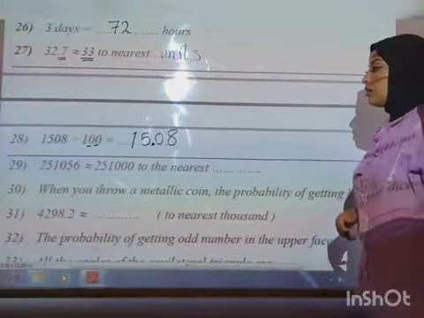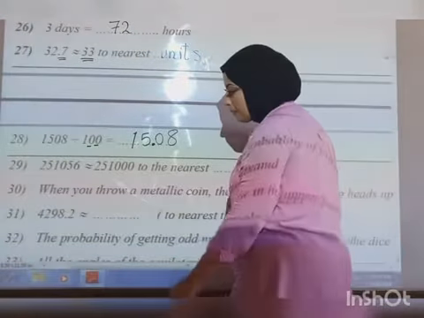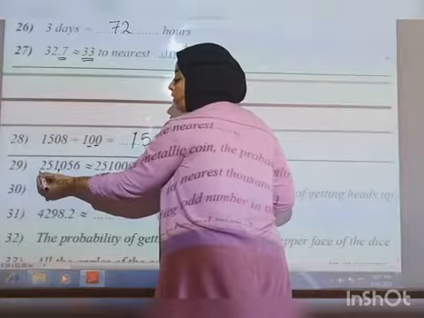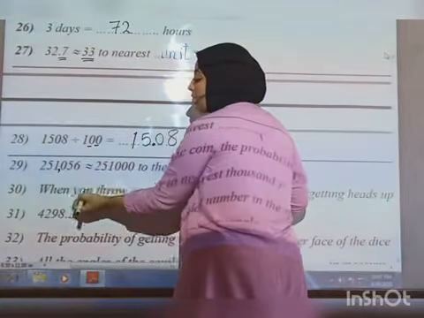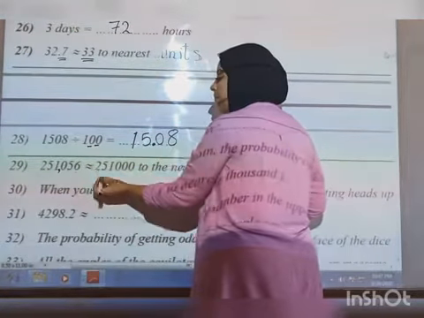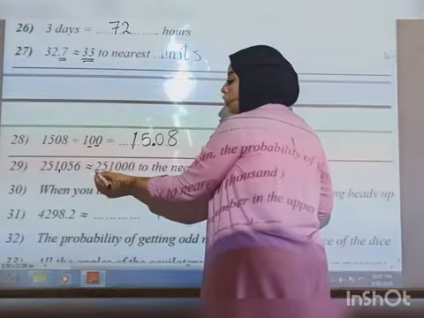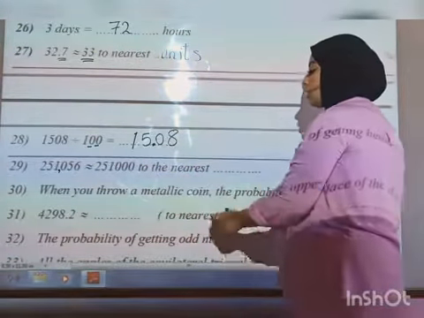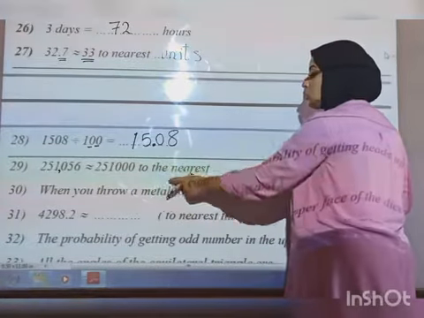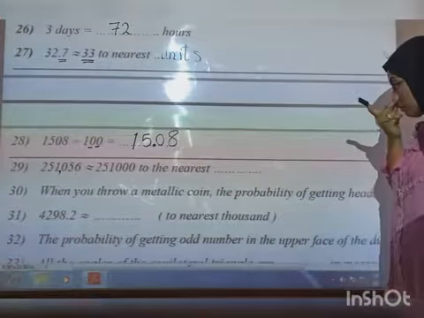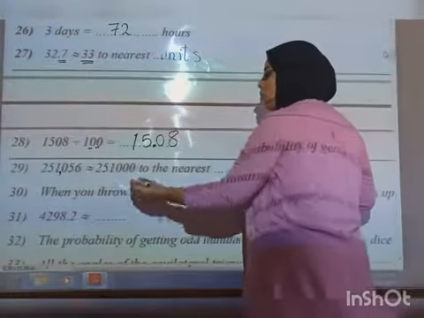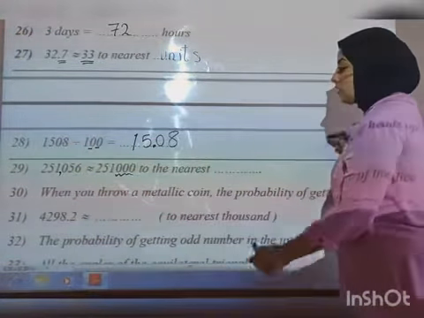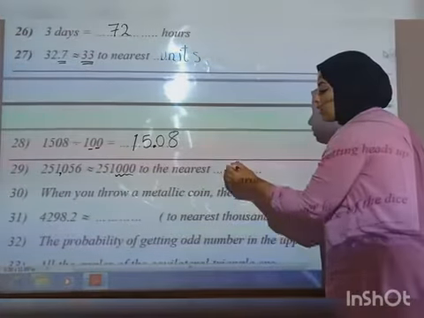Number 29. 251,056. After the approximation, it will be 251,000. So, this approximation is to the nearest what? Here we have 3 zeros. That means we approximate this number to the nearest thousand.